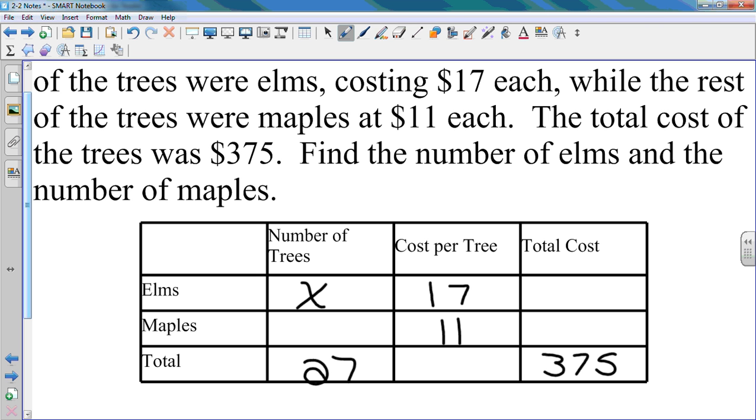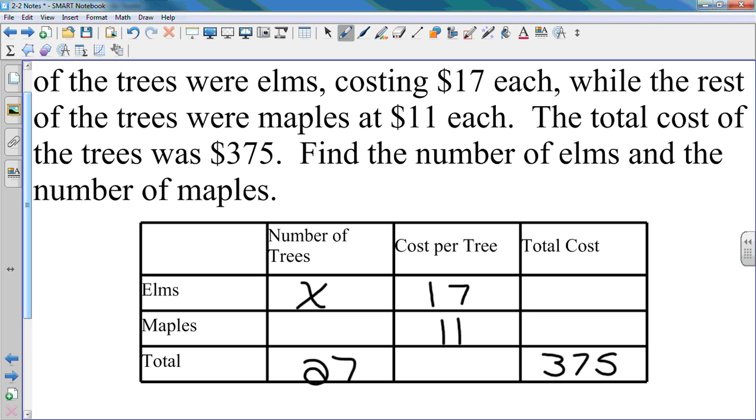Now, how many maple trees did I buy? If I bought X elm trees, how many maple trees did I buy? Okay, you could make another variable. You said A, right? But then I have two variables and I only have one equation.